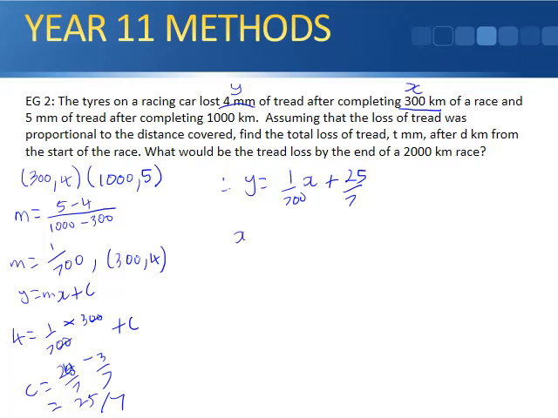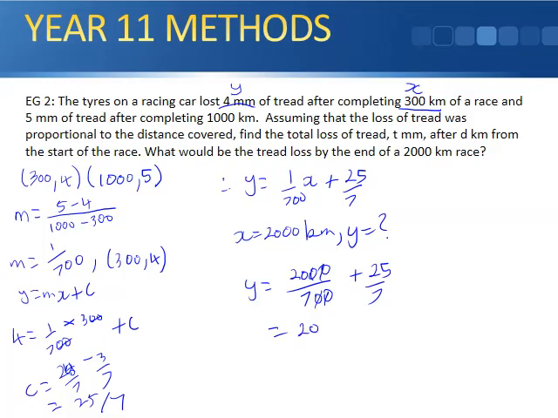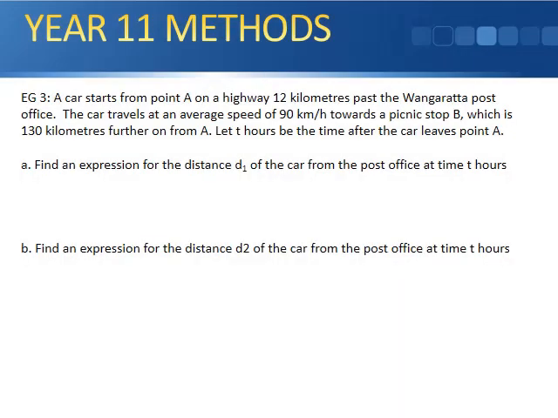Now, when x equals 2,000 kilometres, that's what they're asking for, what does y equal? Remember, I'm using x and y, not T and D. So I've got y equals 2,000 divided by 700 plus 25 on 7. That's just 20 on 7 plus 25 on 7, so we get 45 on 7, which equals 6 and 3/7 mm of tread. Okay, I won't finish it off there, I'm running out of room.